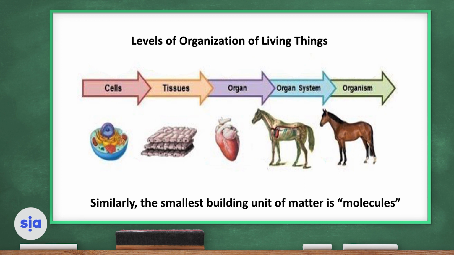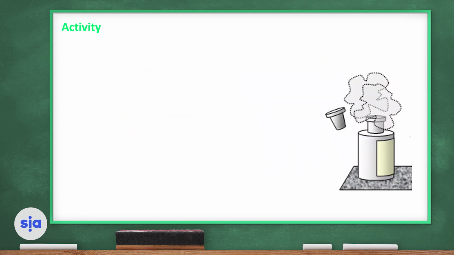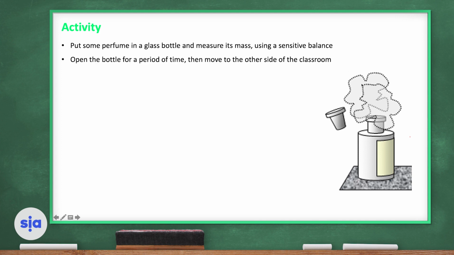Similarly, the smallest building unit of matter is molecules, not cells, of course, molecules. Let's discuss this activity together. Suppose you put some perfume in a glass bottle and measure its mass using a very sensitive balance. And then you open the bottle for a period of time and move to the other side of the classroom. After a while, you measure the mass of the bottle again.